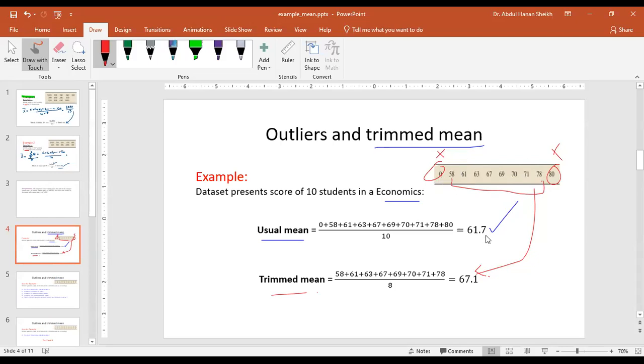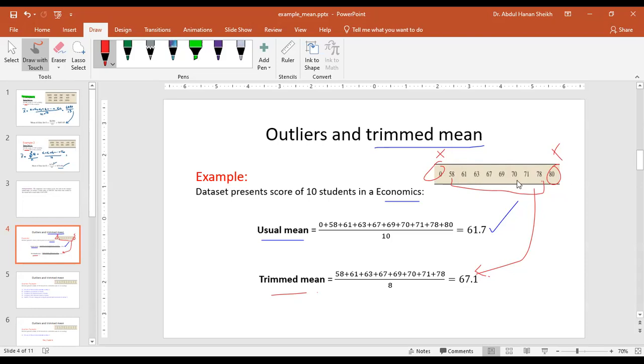Otherwise this 0 would have dropped down the average of the students, or the mean of the students, to 61. Think about, for example, if these are the scores of 10 subjects I have passed, this 0 would have dropped my percentage, my average score, to 61. And if I do not have this 0, and also do not have this 80, then out of these 8 subjects my average score is 67.